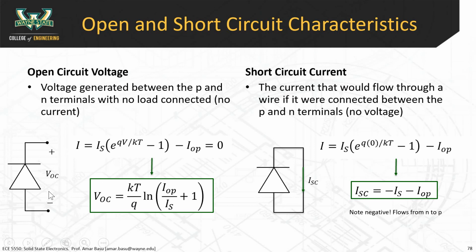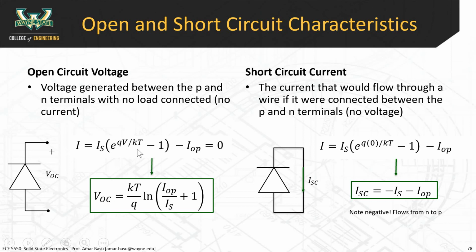The way that you find that is simply by taking the total current that we just saw on the previous slide, the regular diode current minus the optically generated one, and setting that equal to 0. The reason we're setting that equal to 0 is because this is open circuited. Open circuited means that there can be no net current in the diode, so I has to be equal to 0. If you set that I equal to 0 and solve for V, you get this open circuit voltage.